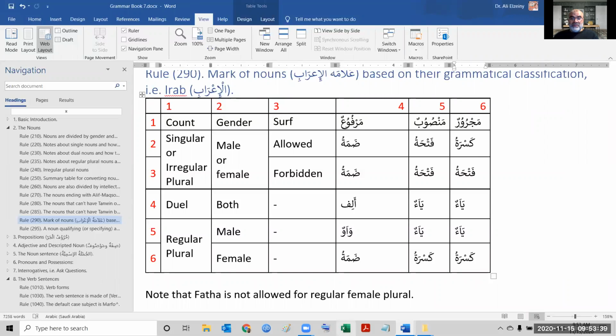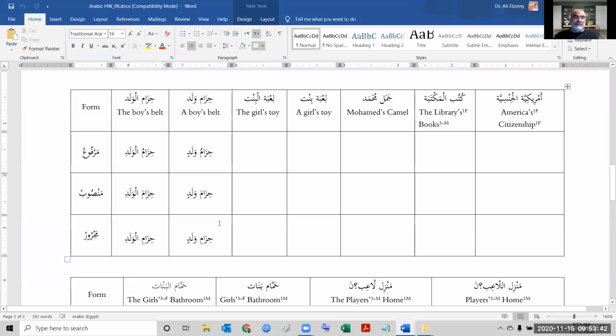So we go back here and say, okay, this is majroor and must always be majroor. Then we cannot have tanween, but we can have kasra. So it's al-walad-i, al-walad-i, al-walad-i. It does not change, because the second noun is always majroor. Then we do it again: hizam walad. Hizam walad. Belt of a boy, a specific boy, not any.